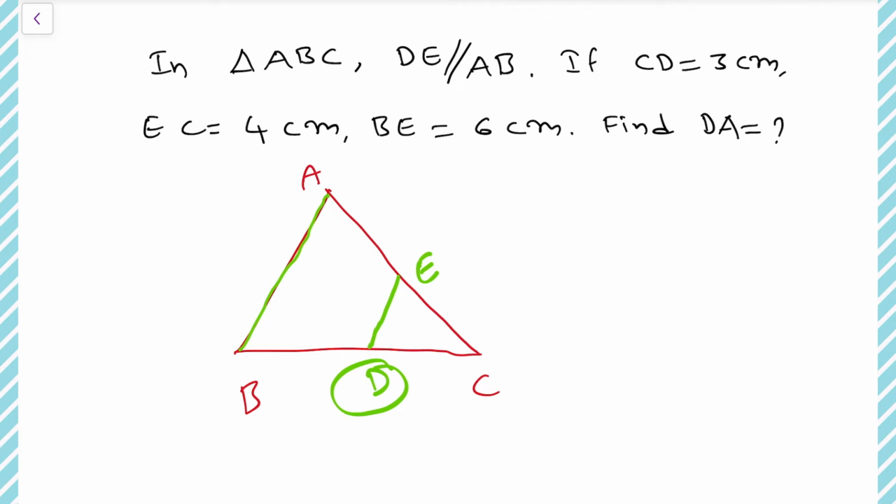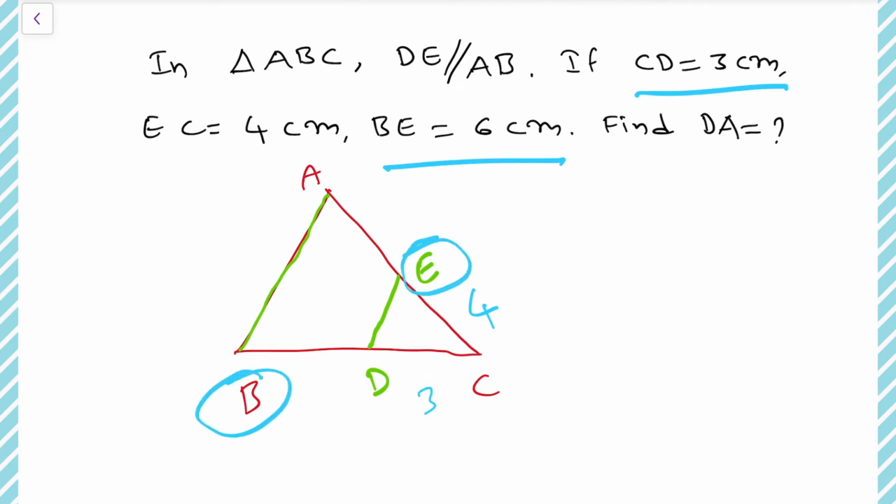Now let us check that also once. CD is given as 3 centimeters, so this CD will be 3. Then EC is 4, so EC is 4. Then BE is 6 centimeters. B is here and E is somewhere here. BE doesn't have any connection at all. So the DE points we took are wrong.